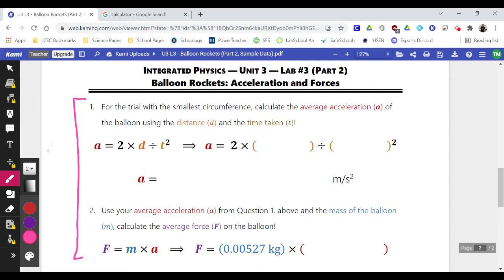This is going to be the small balloon. Okay, so we want to plug in the distance and the time to figure out what this acceleration is. So this A is our acceleration, and it's going to be equal to 2 times our distance divided by our time squared. That should be our average acceleration.